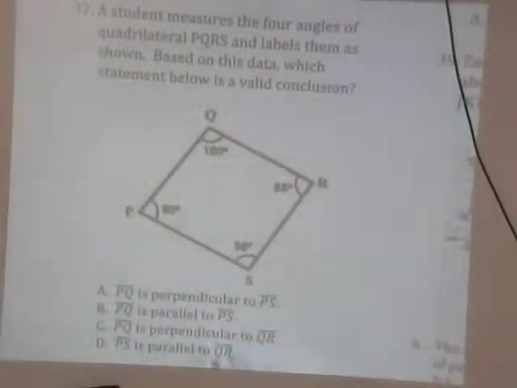C says PQ is perpendicular to QR. What angle is formed there? 100 degrees. That's not 90 degrees, is it? So that's not true. The last one must be true, but let's read it anyways. D says PS is parallel to QR. In other words, they're saying this line and this line are parallel to each other.